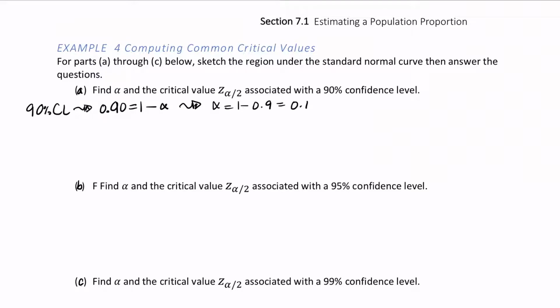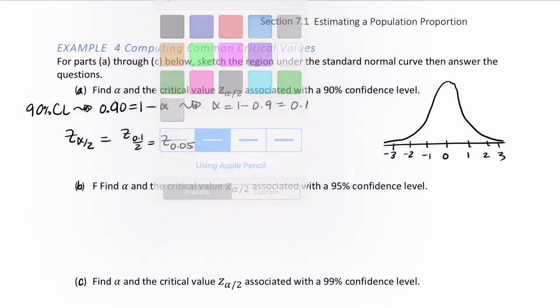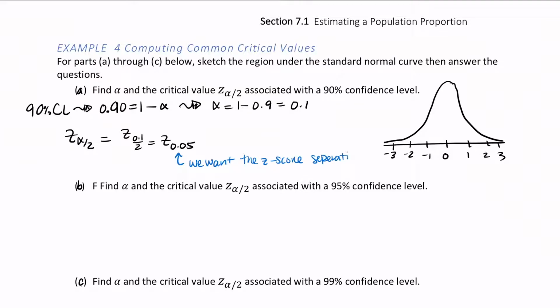So let's make a sketch here of our standard normal curve. And here's our mean. 0, 1, 2, 3, negative 1, negative 2, negative 3. And we want about how much area? Now let's figure this out. Z alpha over 2, well, we know alpha is 0.1. So we want 0.05 separating 0.05 area on the right of the standard normal curve.